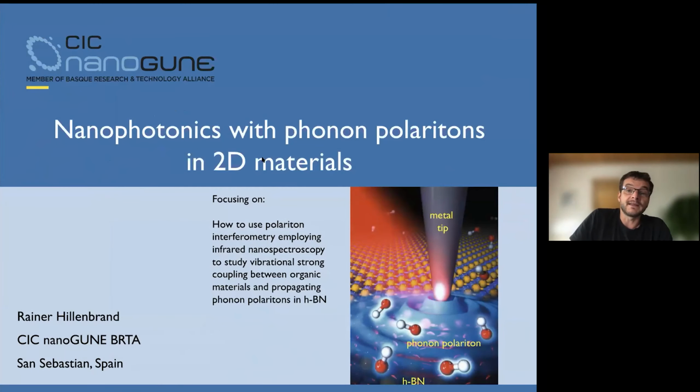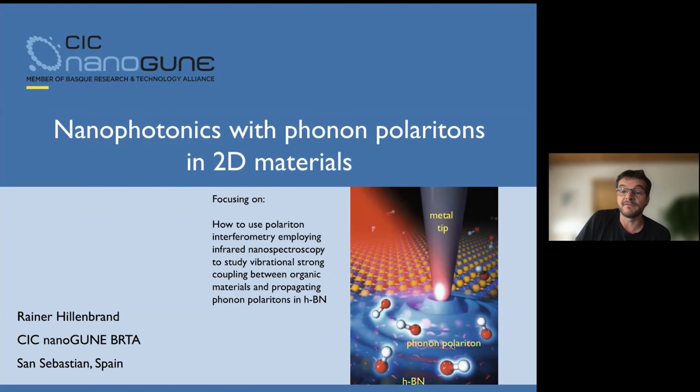So the title that I have provided was Nano-Optics with Phonon Polaritons in 2D materials. That sounds rather general, and I actually want to focus a little bit on a specific topic about which we got recently quite fascinated, namely to explore polaritons in 2D materials to get a strong coupling between molecular vibrations and infrared photons. And on this picture here, you see already more or less a complete summary of the talk.